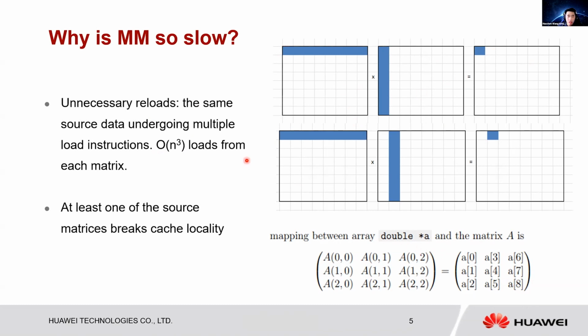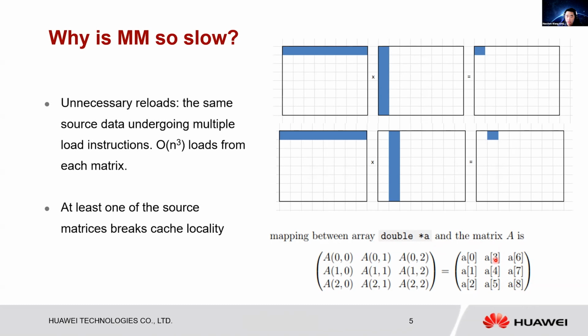Another issue of why MM is so slow is because one of the source matrices will break cache locality. Our matrices in this talk today will be assumed to be stored in column major order, which means that in the array double star little a, as you advance one step in the array, you advance one entry down a column in the source matrix. So 0, 1, 2 is going down the column. If you're at the end of a column and you advance one step in an array, you wrap around to the next column.